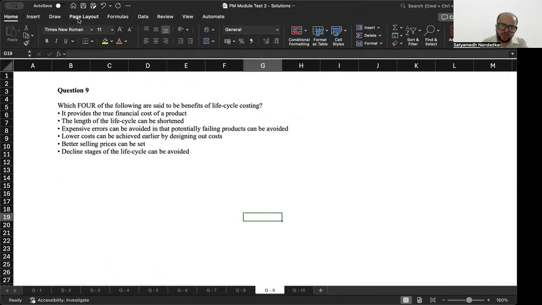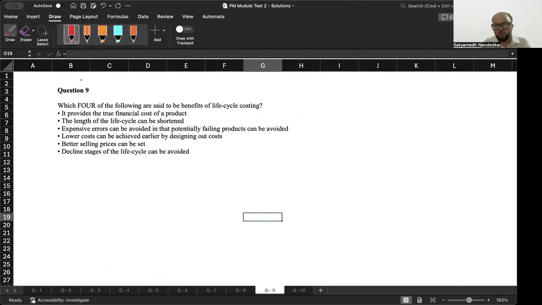It provides the true financial cost of a product. Yes, because it considers every single cost item incurred. The length of the life cycle can be shortened. It's not a benefit of life cycle costing. This has got nothing to do with the benefit.